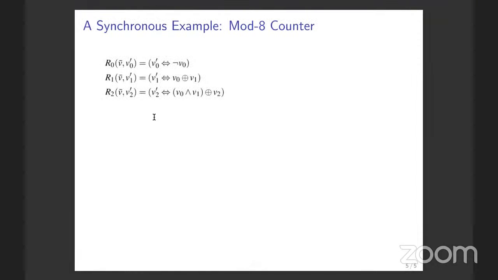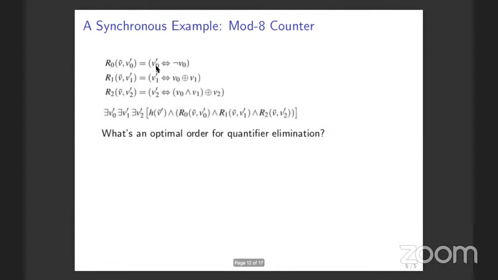Yeah. So take a look at this example. This is a mod 8 counter. It's actually in the book. It's similar to the mod 3 counter. So here, the transition relation is described as follows. There are 3 components, each of which defines the new value for one of the bits of the 3-bit counter. And you can see that the first prime variable is only dependent on its own component. They are all completely independent of each other.